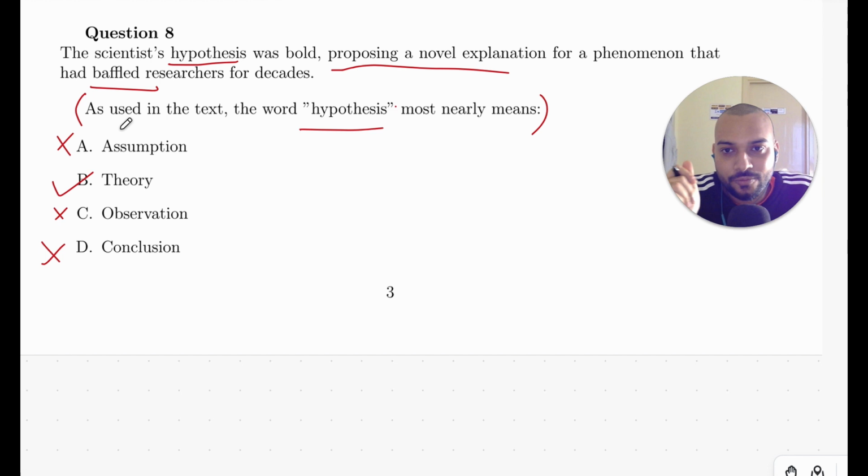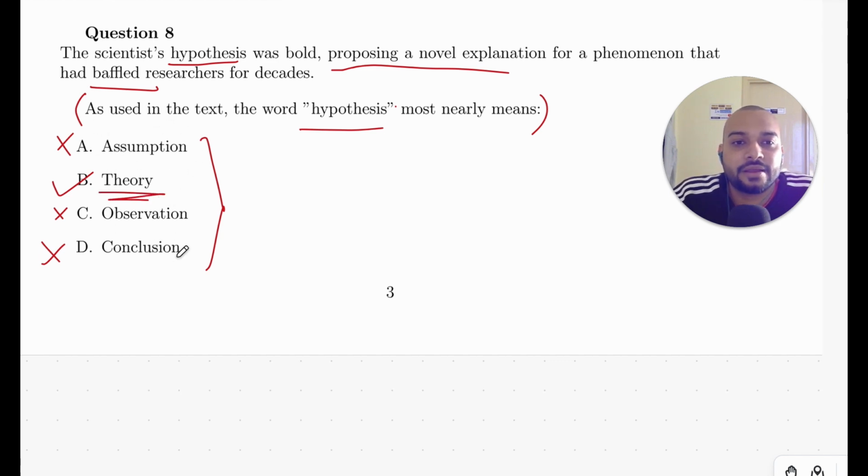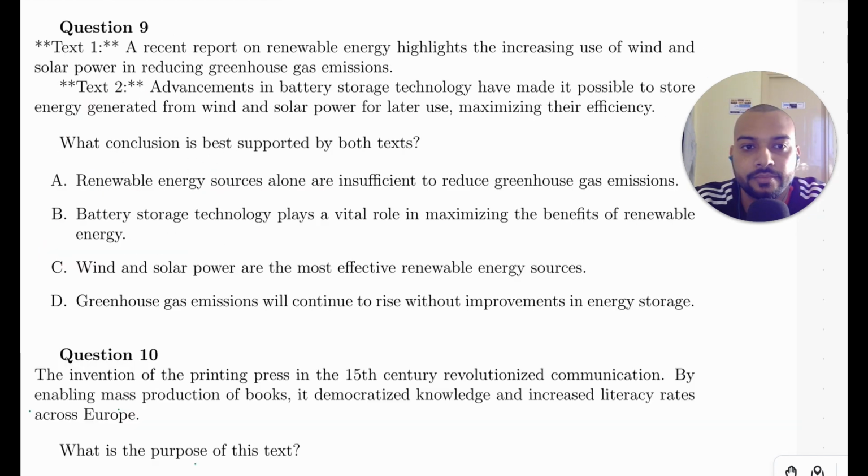So this is how we draw the meaning from the given words, that it had to be a whole idea, a whole explanation. Which of these words is closest to a complete idea or explanation? Theory. None of the others. Okay. Let's go to the next one. Question number 9. Again, we see two texts. What conclusion is best supported by both texts? So we're looking at similarities in ideas presented by both texts. Let's go for text 1.